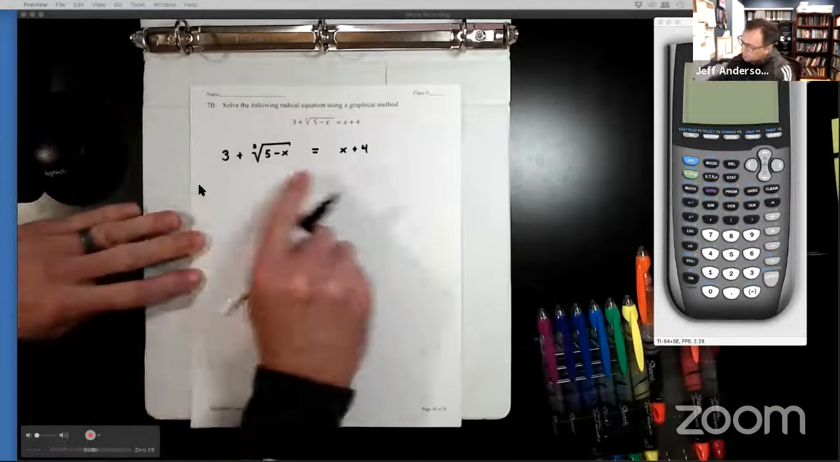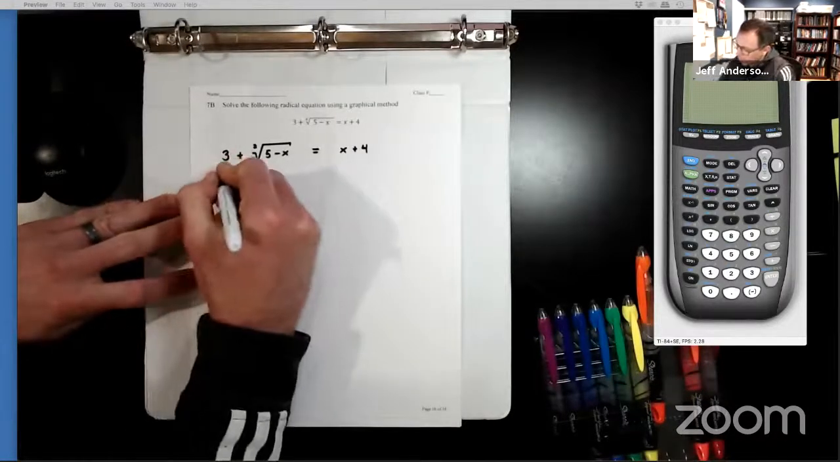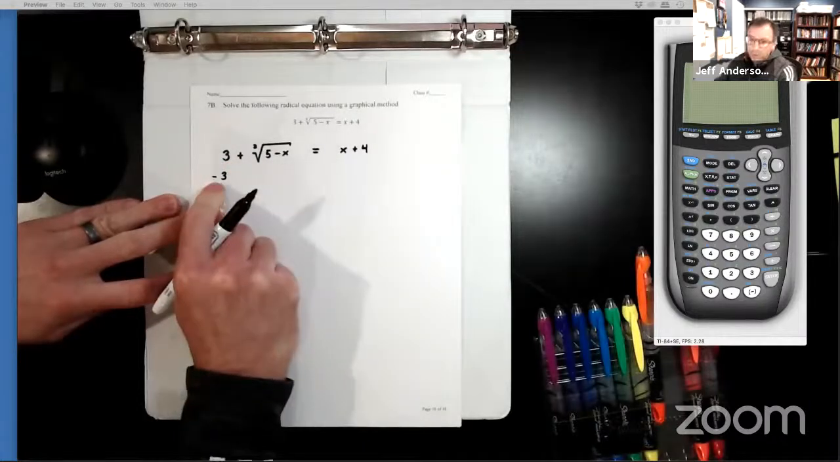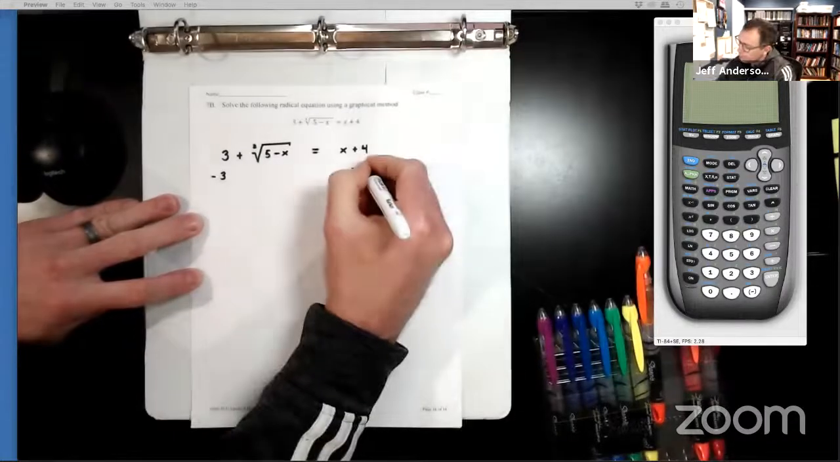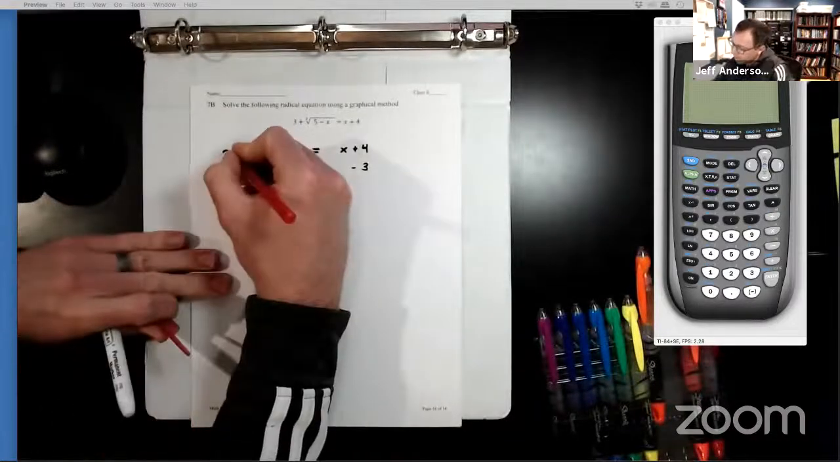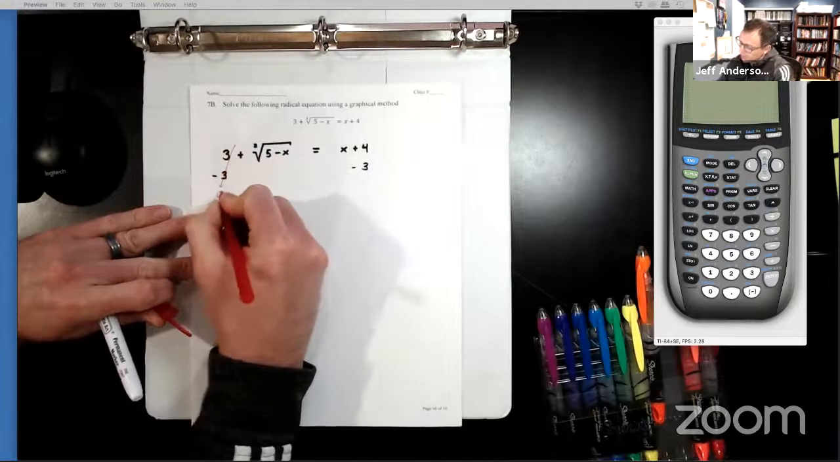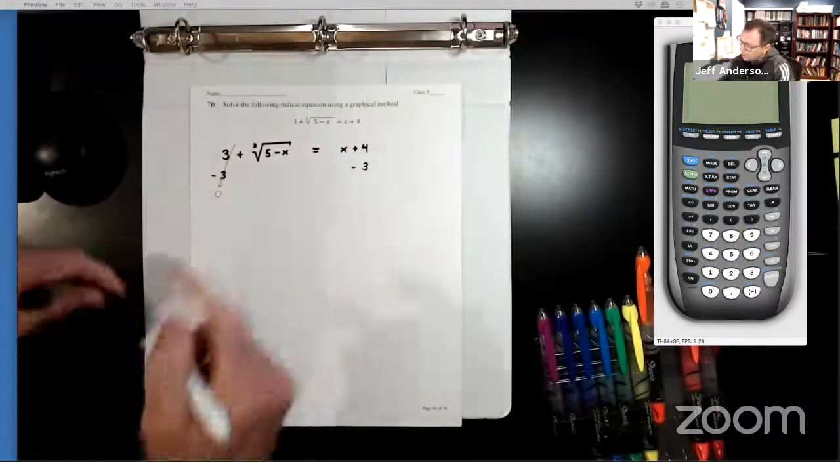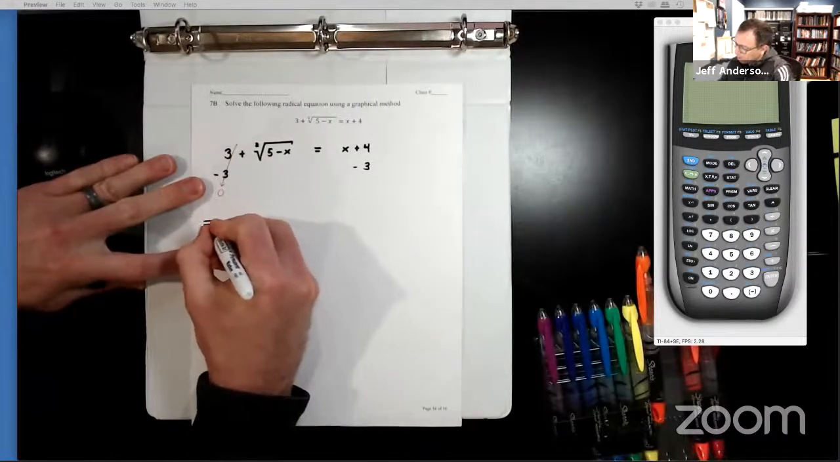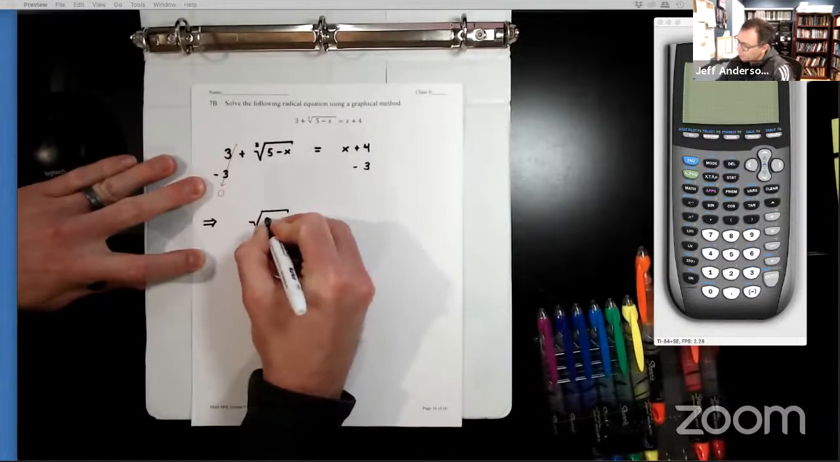So first thing I see is I want to get the square root by itself. So I'm going to actually subtract 3. If I subtract 3 on the left-hand side, I should also subtract 3 on the right-hand side, because anything I do to the left-hand side, I also do to the right-hand side. Notice that 3 minus 3 is 0. So that term goes away. I'm going to write an equivalent equation, the same relationship, but written in a different way.